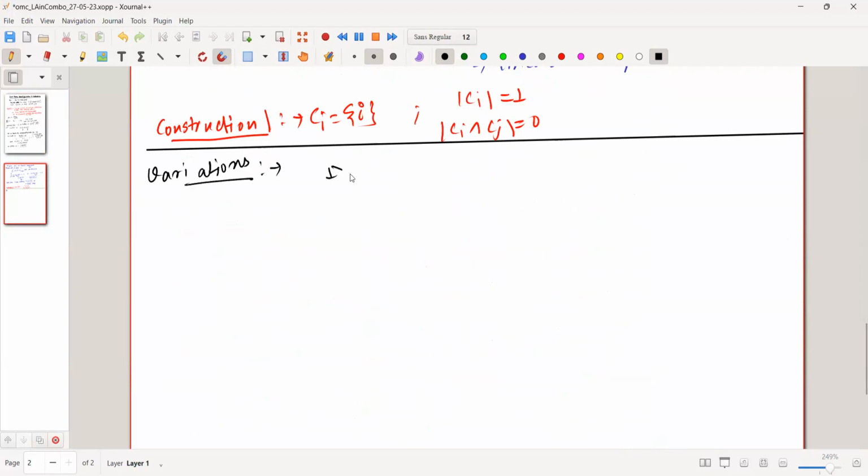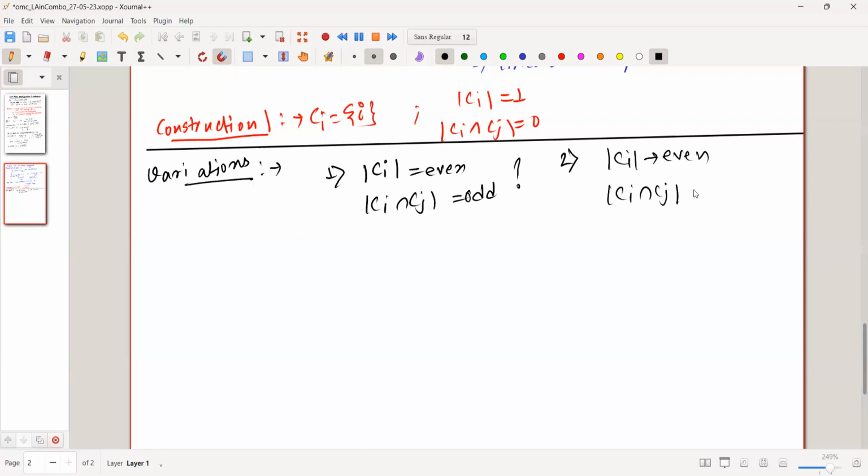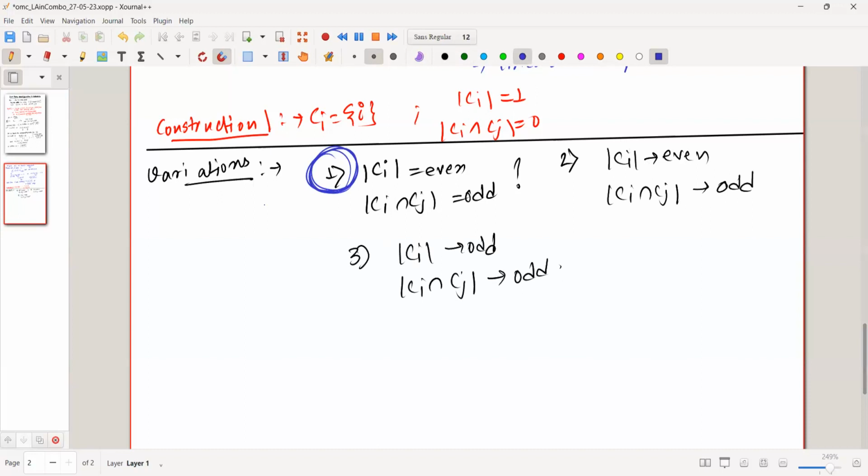So the variations are: one variation says, suppose |Ci| is even and |Ci intersection Cj| is odd, then what's the number? Another one says suppose |Ci| is even and |Ci intersection Cj| is odd. And the last one says both of them are odd. As it turns out, this case is very hard to solve. So I'll not go over the proof of this.